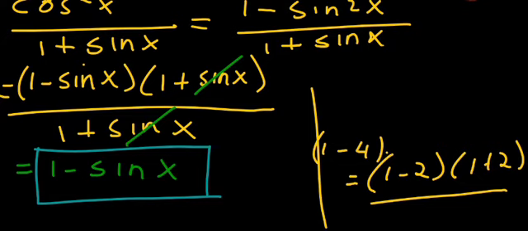So if you can see very well, you find that this is what we had earlier on in the question. So we proved that cos x over sec x plus tan x is equal to 1 minus sin x.